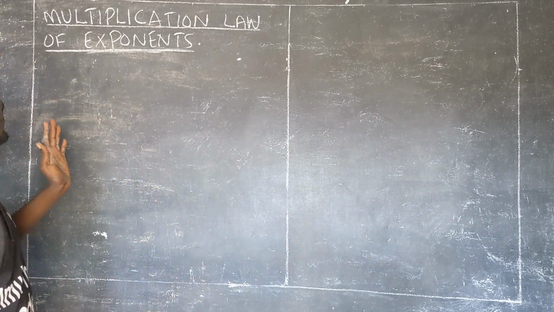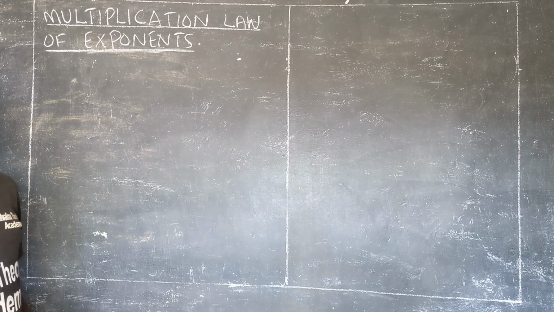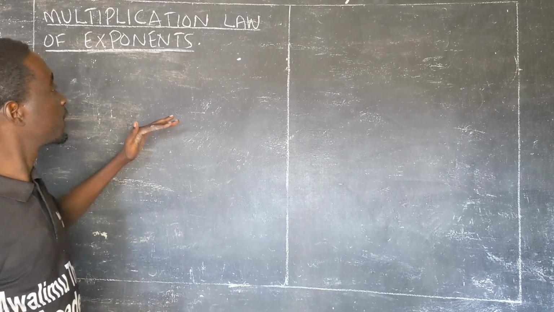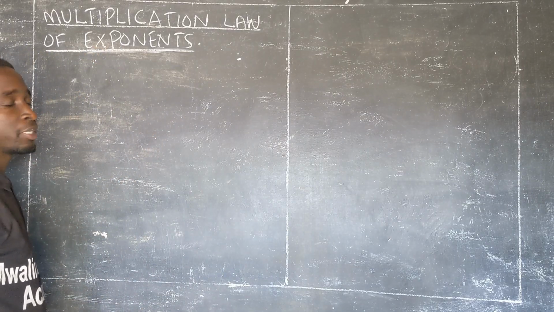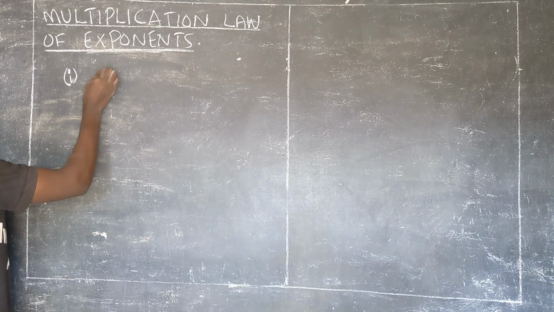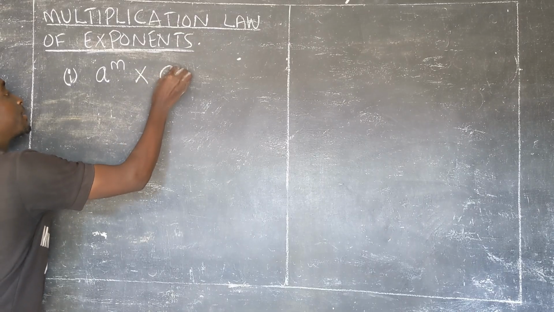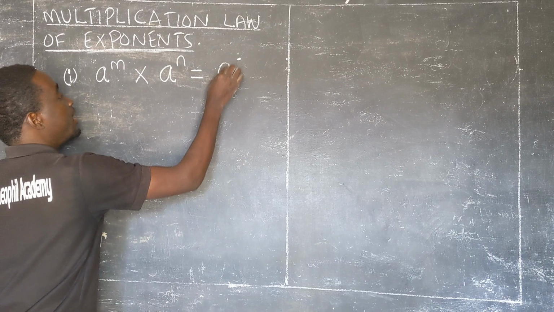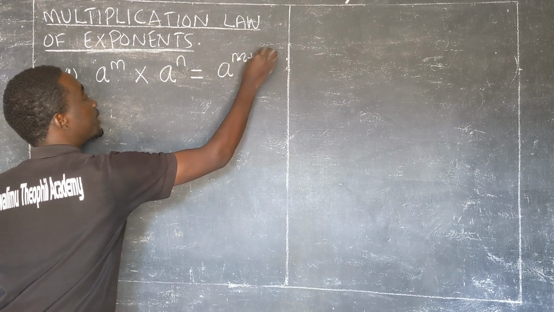Today in this session, I'm going to take you through the multiplication law of exponents. First of all, before I start to give you examples, let's consider these three cases for the multiplication law of exponents. Case 1. If you have a raised to exponent m times a raised to exponent n, the answer will be a raised to m plus n.